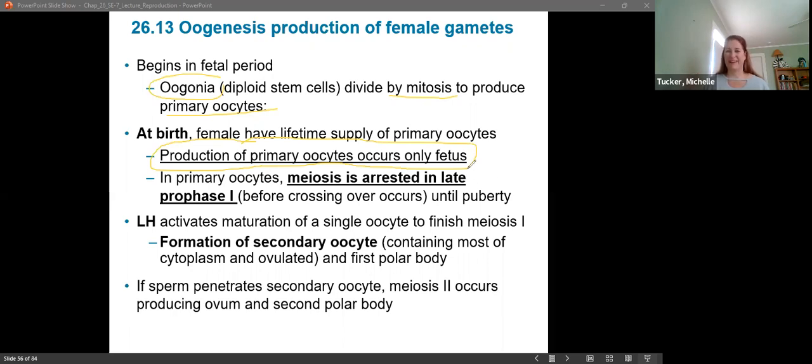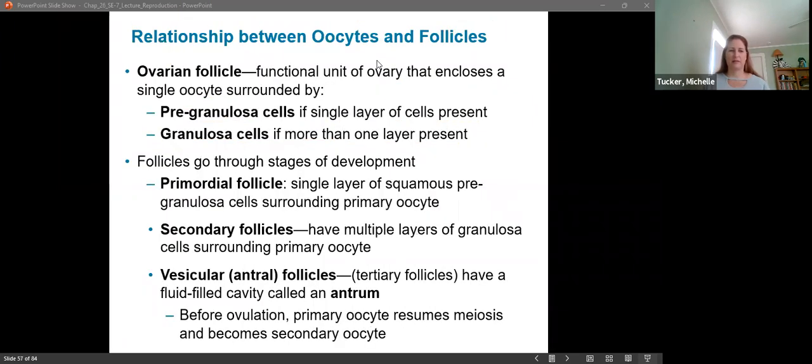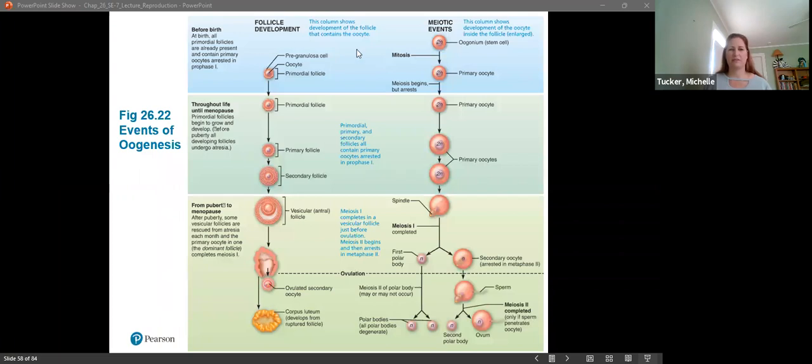I've got some diagrams, pictures that are better than words. LH is going to activate maturation of a single oocyte to finish meiosis 1, forming a secondary oocyte and a polar body. If a sperm penetrates the secondary oocyte, meiosis 2 occurs, producing an ovum and a second polar body. Let me get to the picture. I'll come back to this. So this is a lot more helpful.